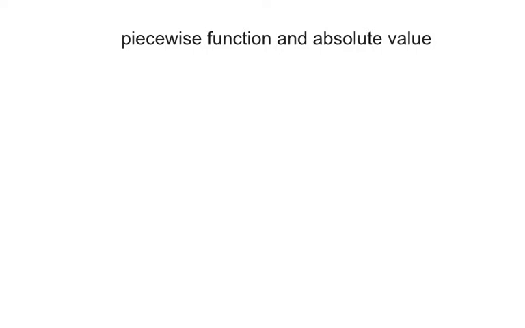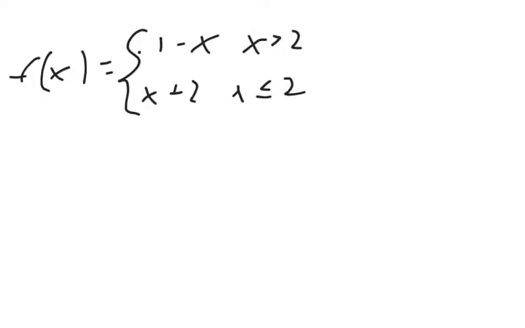Alright, we're going to do one piecewise function and one absolute value graph, just to do a few examples of these. We're going to do f of x equals 1 minus x when x is greater than 2, and x plus 2 when x is less than or equal to 2.